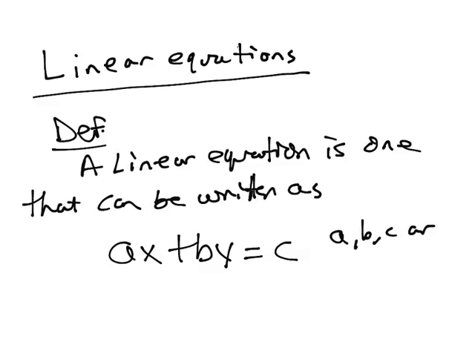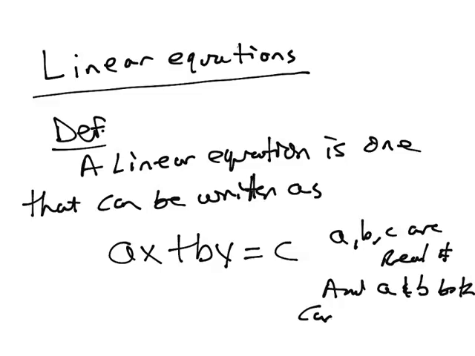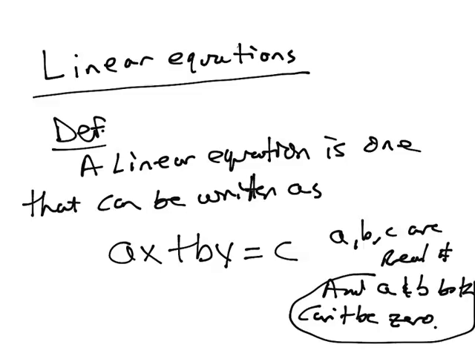A, b, and c are real numbers, and a and b both can't be 0. That just guarantees that you have a variable term. Because if a and b were both 0, then you'd get 0 equals c, which doesn't give you an equation there.